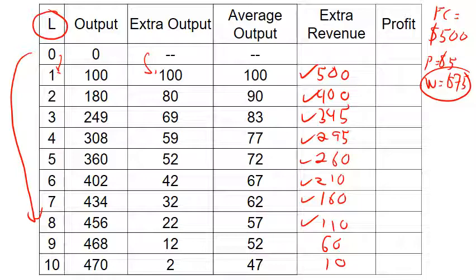However, we'll do purple. Danger, danger, danger. When L goes from 8 to 9, the extra revenue is only 60, and 60 is less than 75. We do not want to see L go from 8 to 9 because the extra revenue generated is less than the extra cost. So we've demonstrated pretty quickly that the optimal amount of employment is L equals 8.